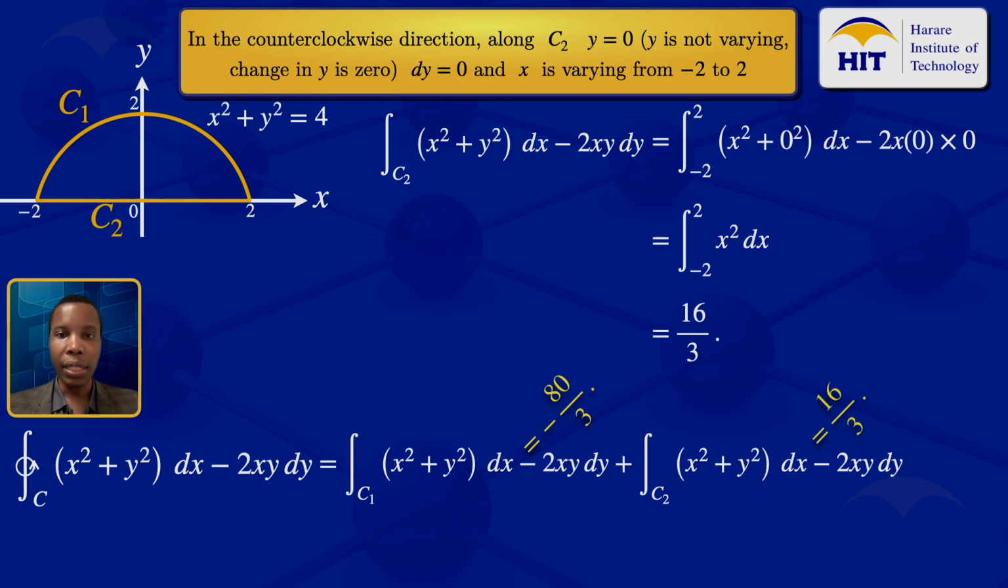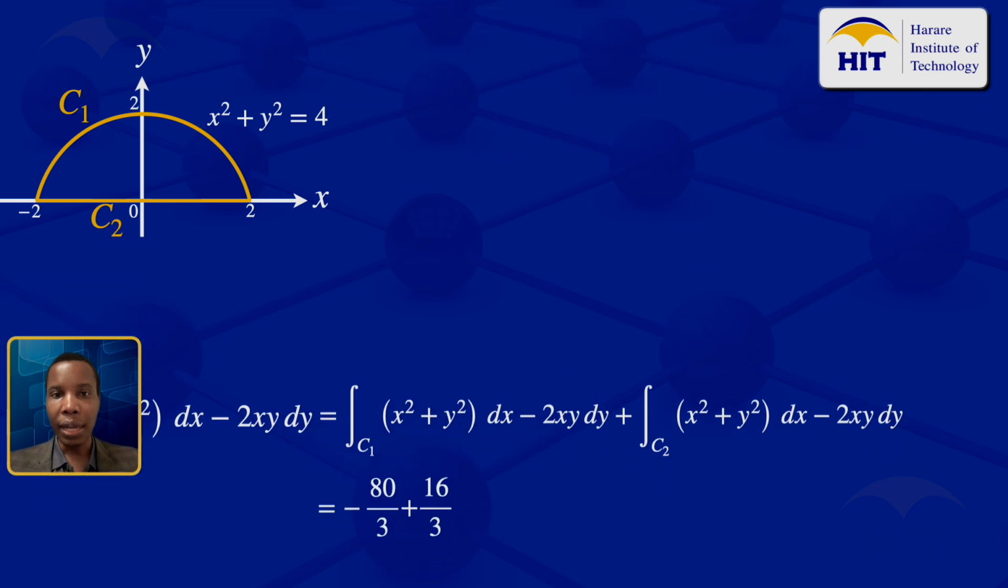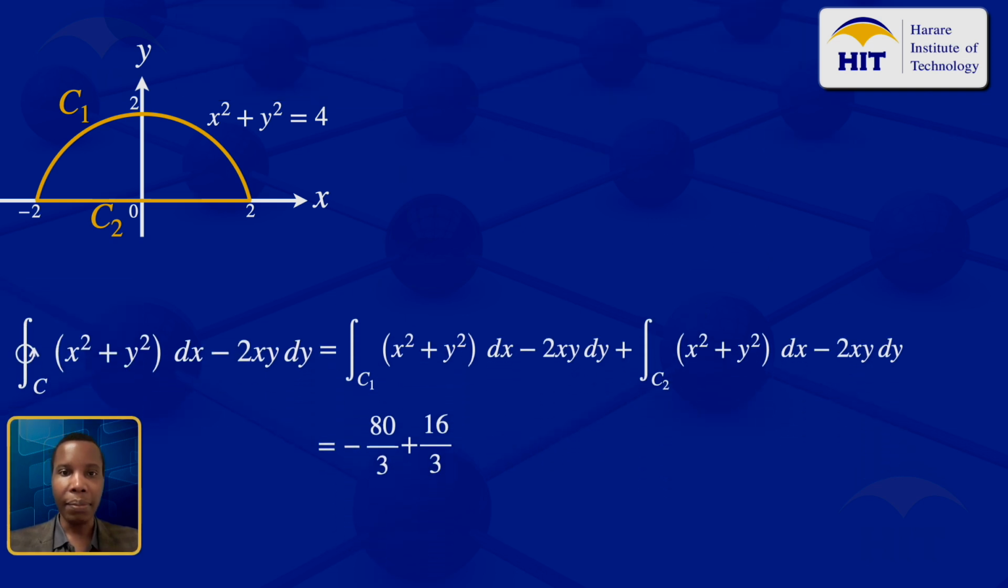Then we add the two values there, and we have minus 80 over 3 plus 16 over 3. Then we go on and simplify that. The minus 80 over 3 plus 16 over 3 gives us minus 64 over 3. So that's the result there for the given line integral along the closed curve C.